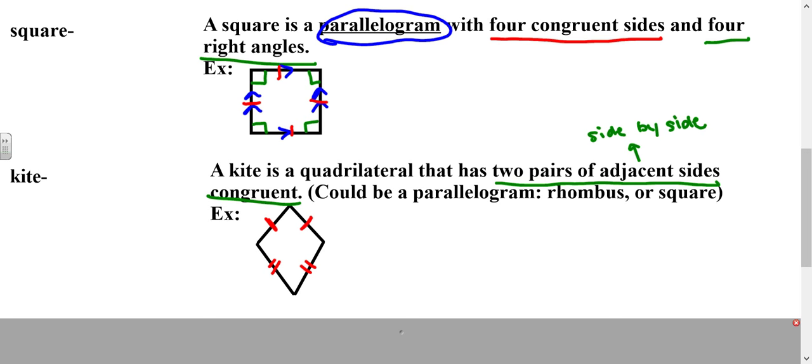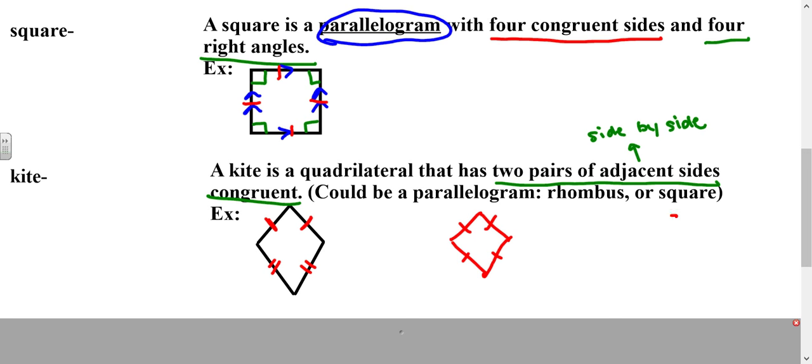Okay, now technically a parallelogram, a rhombus, or a square could be considered a kite depending on how you drew it. So a rhombus, if I draw a rhombus like this, this side is congruent to this side and this side is congruent to this side. They just all happen to be congruent. So technically a rhombus is also a kite.